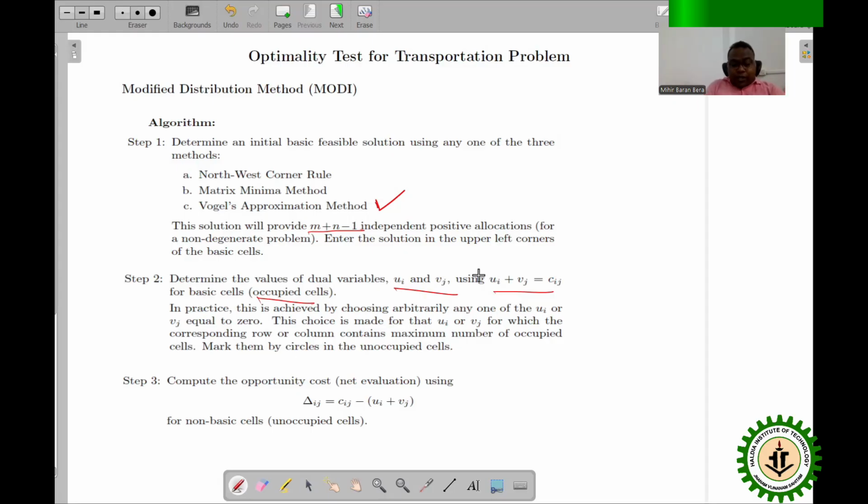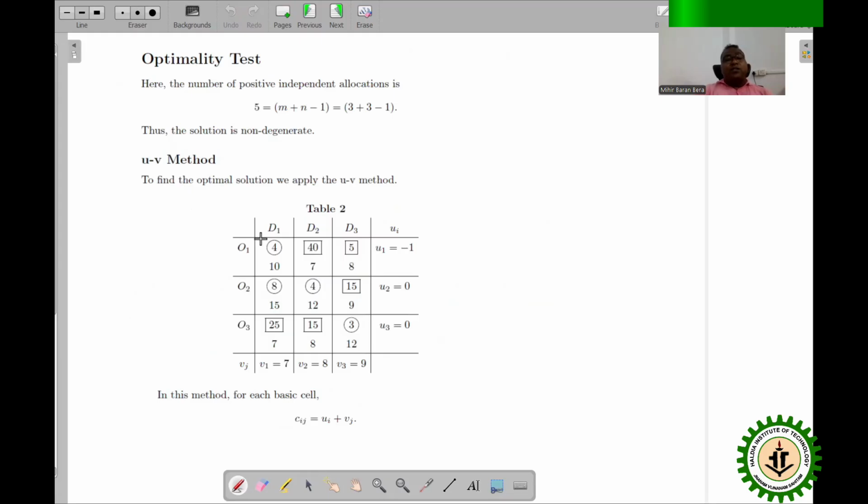When you are able to find all these values, then we calculate the cell evaluation, or net evaluation, or opportunity cost, which is denoted by delta ij and defined by cij minus (ui plus vj). So step 2, I am discussing with the problem one second. See here.